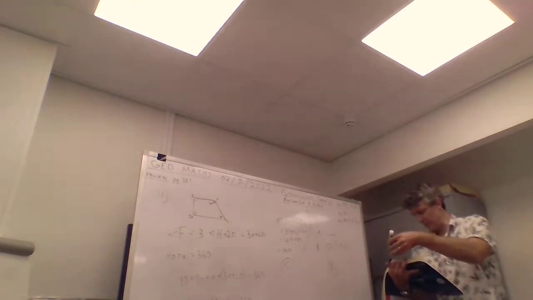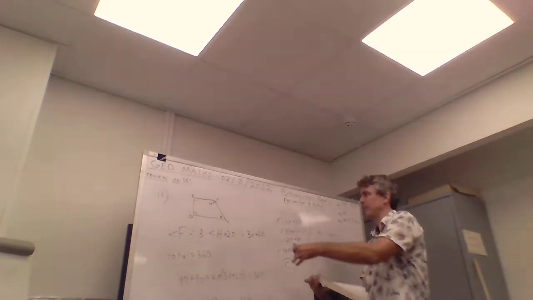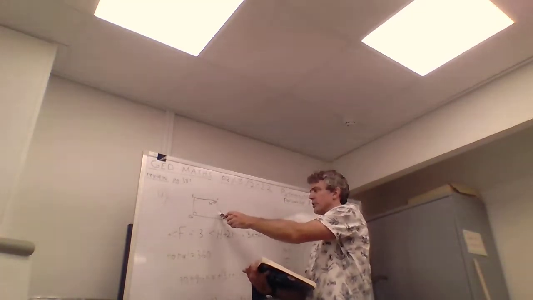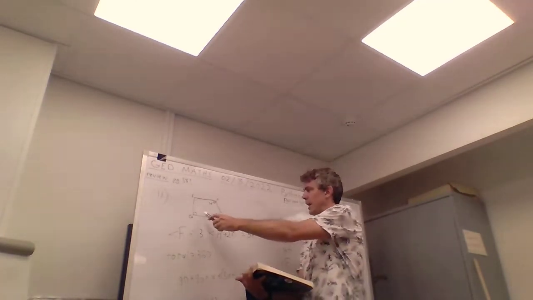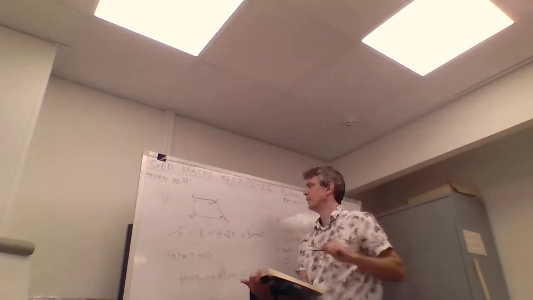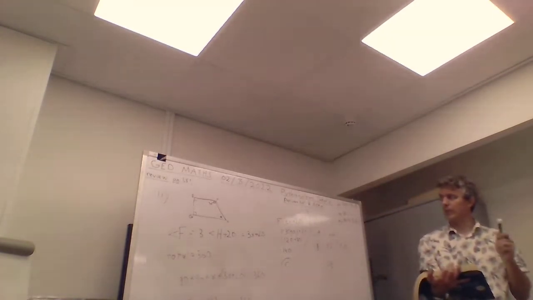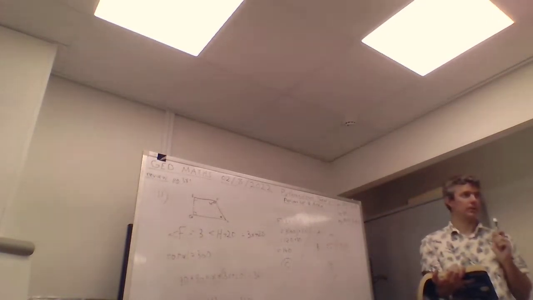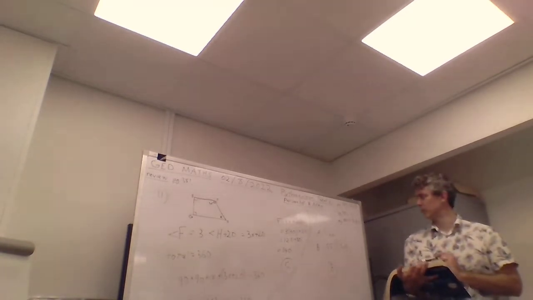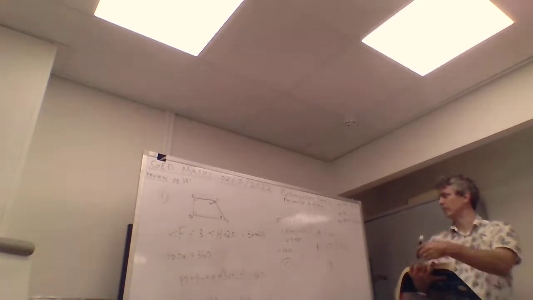If we look at C, angle F equals angle H, not necessarily. Next, angle G equals angle F. No. You don't need that either. For a parallelogram, that would need to be true, but not for a trapezoid. All right, any questions on this?